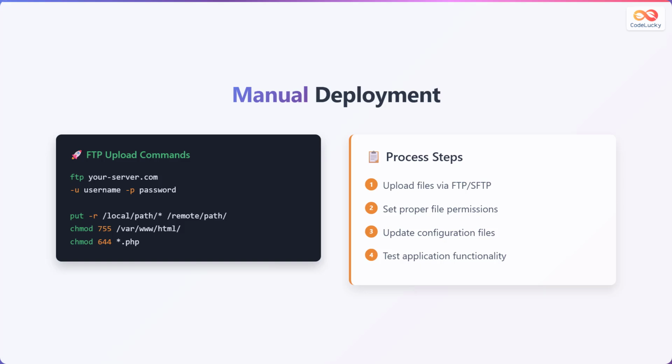Next, you would want to change the file permissions. File permissions should be set to 755 for directories and 644 for PHP files. This process involves uploading files via File Transfer Protocol or Secure File Transfer Protocol, setting proper file permissions, updating configuration files, and thoroughly testing application functionality.